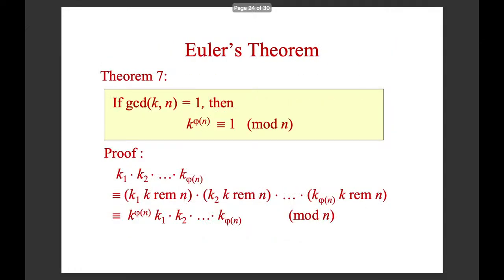So this handles the case for k coprime with the prime p. On the other hand, if k is not coprime with p, then we will always have k to the power p is equal to k, or k to the power p minus 1 is equal to 0.